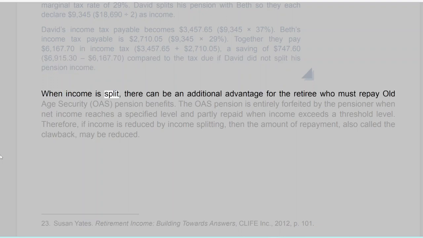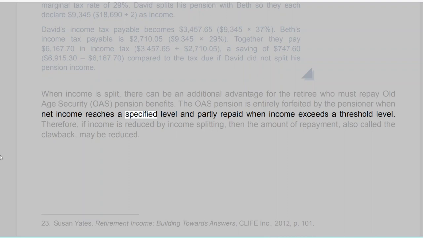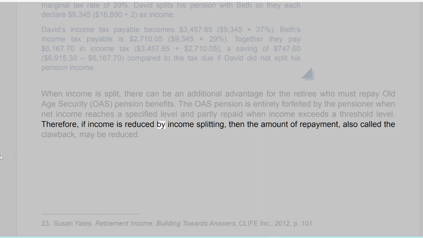When income is split, there can be an additional advantage for the retiree who must repay old age security, OAS, pension benefits. The OAS pension is entirely forfeited by the pensioner when net income reaches a specified level and partly repaid when income exceeds a threshold level. Therefore, if income is reduced by income splitting, then the amount of repayment, also called the clawback, may be reduced.